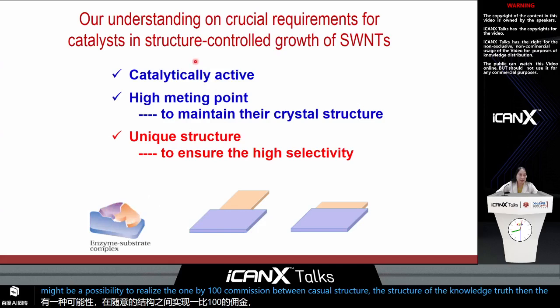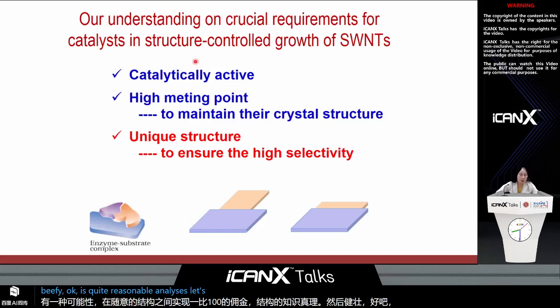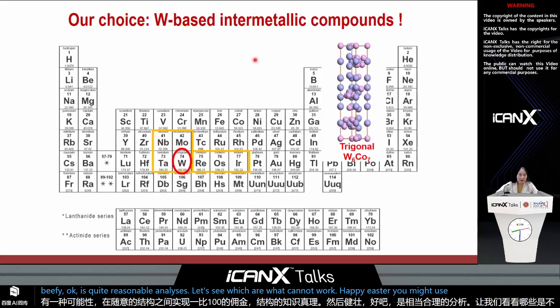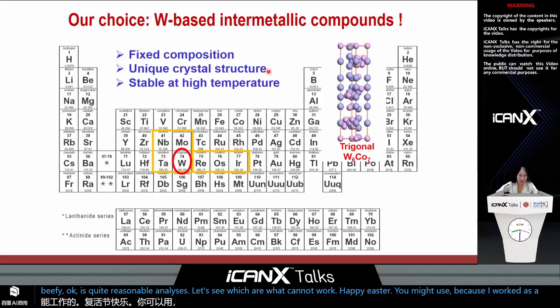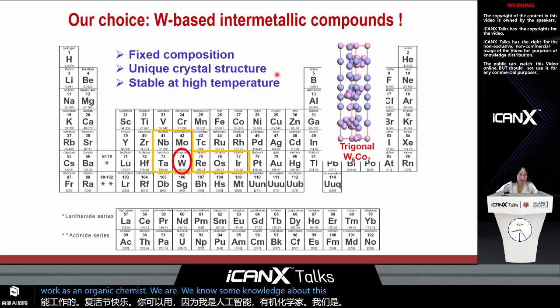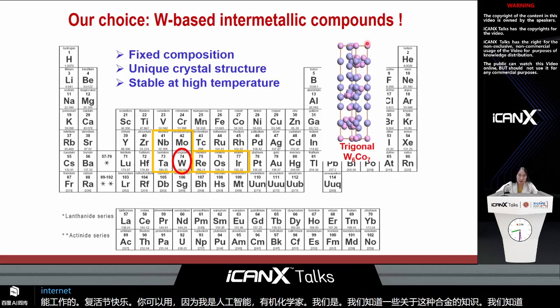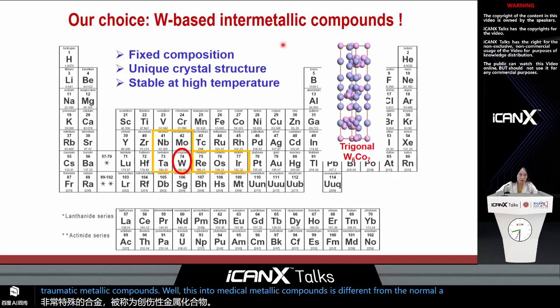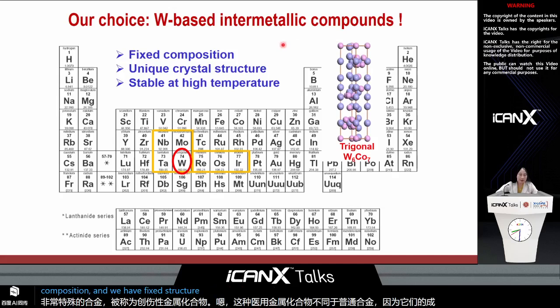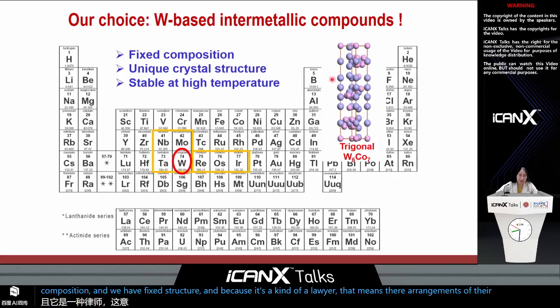Then we felt it's quite a reasonable analysis. Let's see what kind of catalyst we might use. Because I worked as an inorganic chemist, we know some knowledge about alloys. We know this very special kind of alloys called intermetallic compounds. Intermetallic compounds are different from normal alloys because they have fixed composition and fixed structure. And because it's a kind of alloy, the arrangements of the atoms in the structure can be very unique, more complicated and more complex than the normal single element metals.